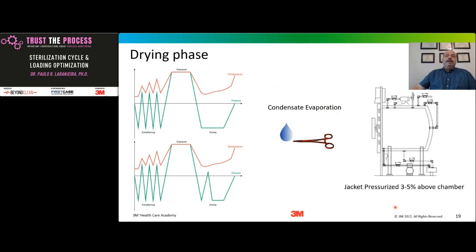And as I mentioned, the jacket is going to be pressurized 3 to 5% above the chamber during the exposure phase, and this also helps during the drying phase. If this is also added, you will improve your cycle without consuming a lot of water.